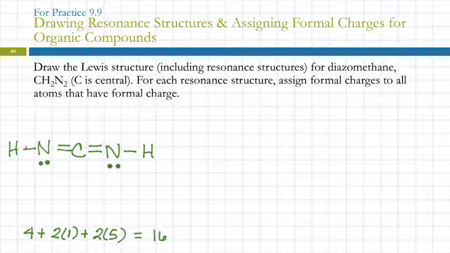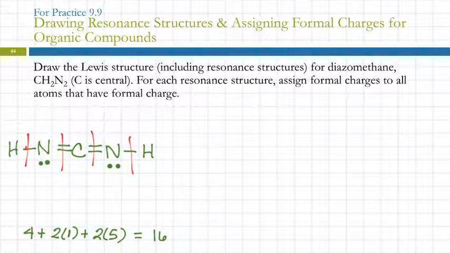Let's prove it to ourselves. Cut it up. Nitrogen brings in 5 electrons, leaves with 5. That one's 0. I'm not going to write anything. Carbon comes in with 4, leaves with 4. Nitrogen comes in with 5, leaves with 5. Hydrogen's always 0. No formal charges on that one.